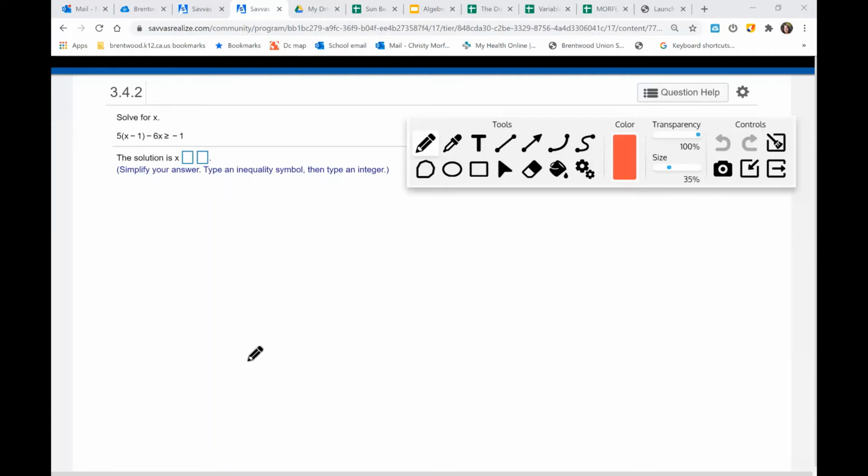And what you need to do is first distribute on the left. So if I multiply, I get 5x for 5 times x, and 5 times -1 is -5. And then I copy the rest of the problem.